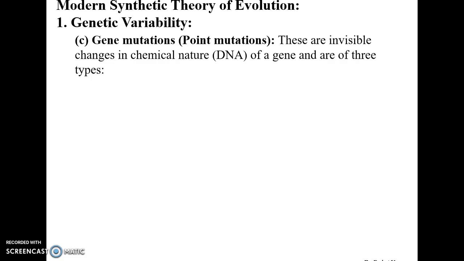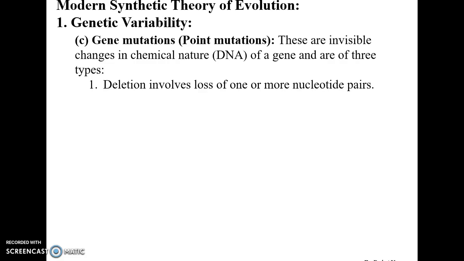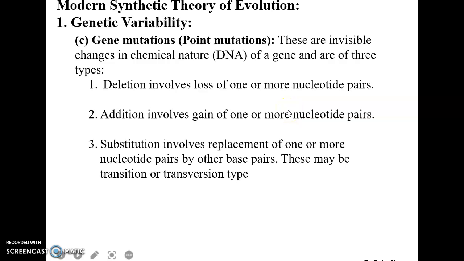Another source of genetic variability is the gene mutation, which is also known as point mutation. These are invisible changes in the chemical nature of the gene and are of three types. Deletion involves loss of one or more nucleotide pairs. Second is the addition, which involves gain of one or more nucleotide pairs, and third is the substitution, which involves the replacement of one or more nucleotide pairs.